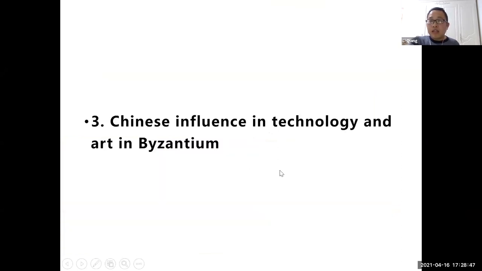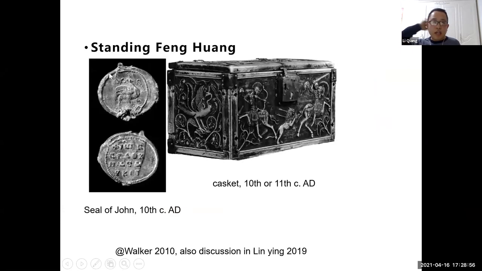And on the other aspect, Chinese influence on Byzantium, I can see in two parts: technology and art. Here is an image of a bird called Fenghuang. This is a Chinese name. This bird is not real; it's a magical bird in Chinese history. And some scholars, Alicia Walker and also the Chinese scholar Lin Ying, believe that this standing Fenghuang image on the Byzantine seal and this casket should be an influence from China.